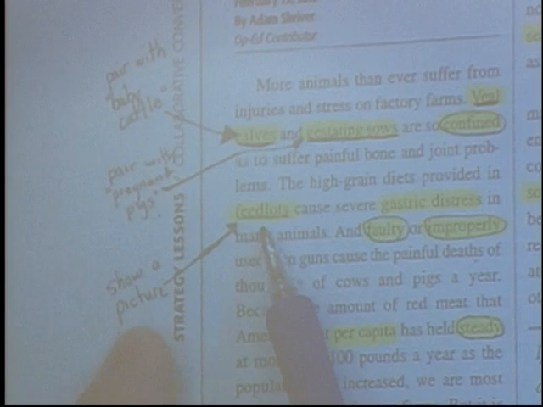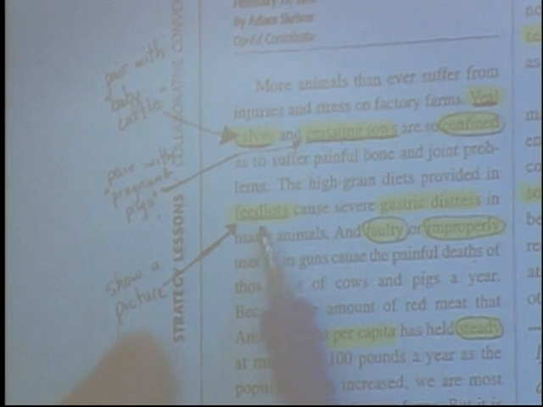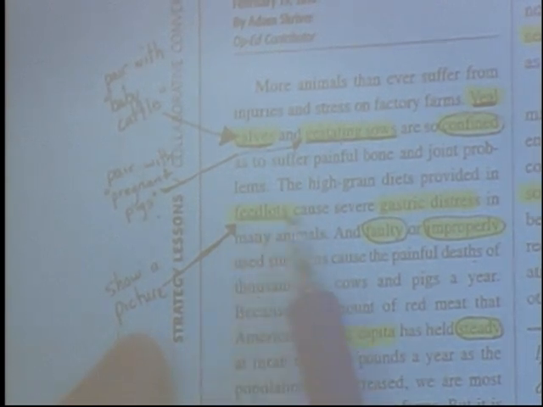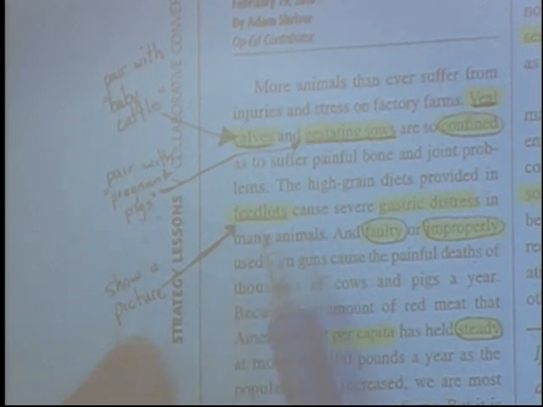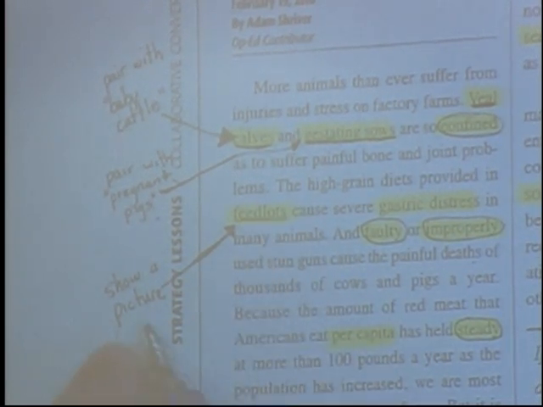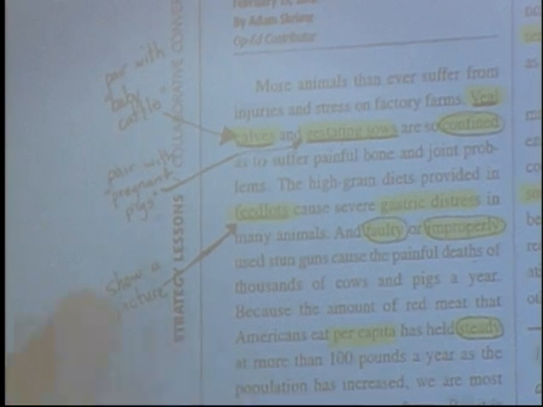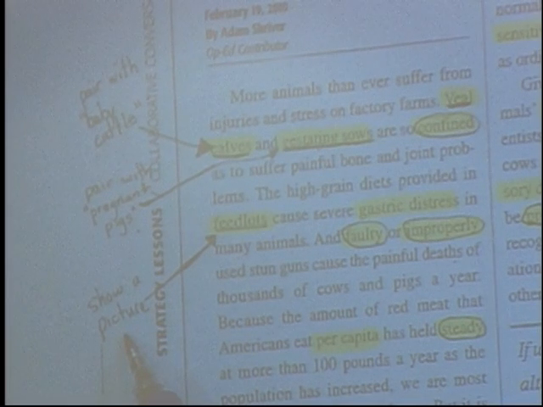And then here's an example, feedlots. We discussed earlier, I asked you, is that a word that you're going to see across a variety of texts? And you all said no, and we totally agreed on that. But what I would do here, because this is a specific object, I think this is a great opportunity for me to show a picture of that. But it has to be a good one. And we'll talk about that more specifically in another session.